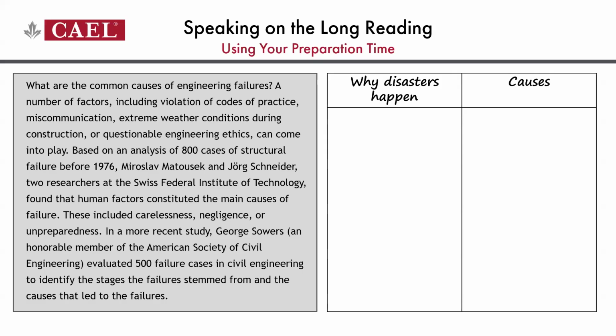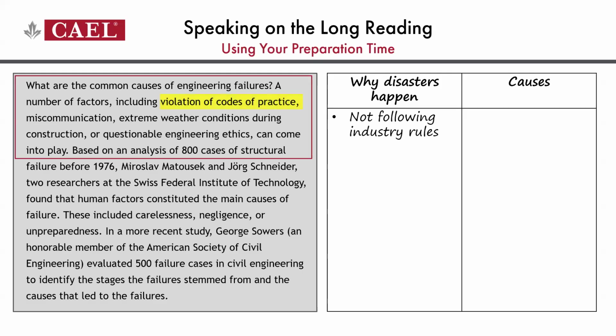But just to demonstrate, if we're trying to figure out why disasters are happening, as you're scrolling through this article on your computer screen during the test, you're going to note details from the passage, which we've highlighted yellow right now. And this would answer the question of why disasters are happening. We're reading that there's often a violation of codes of practice. So when you speak about this, you're going to want to use your own vocabulary.